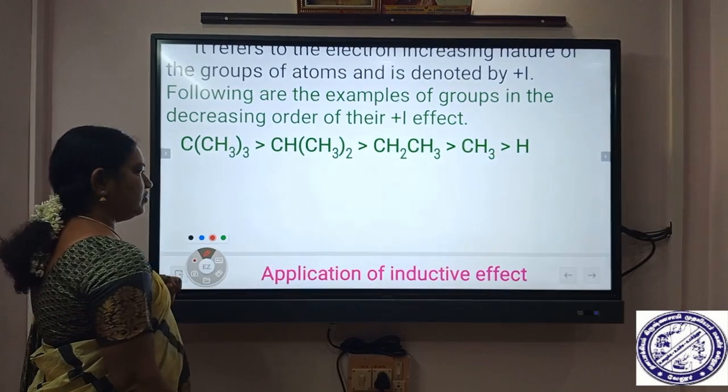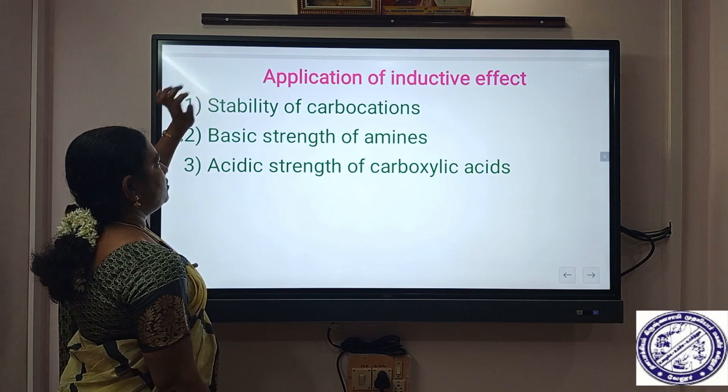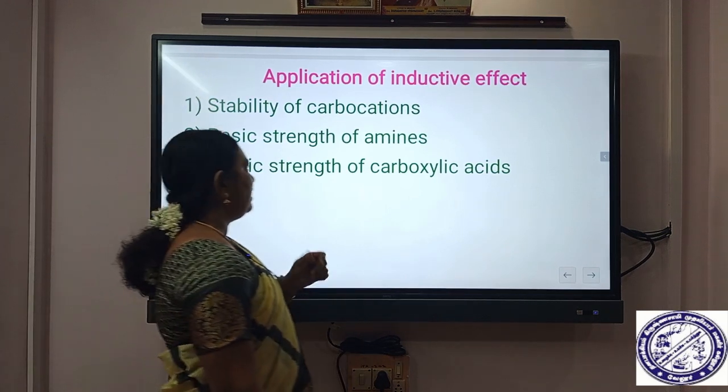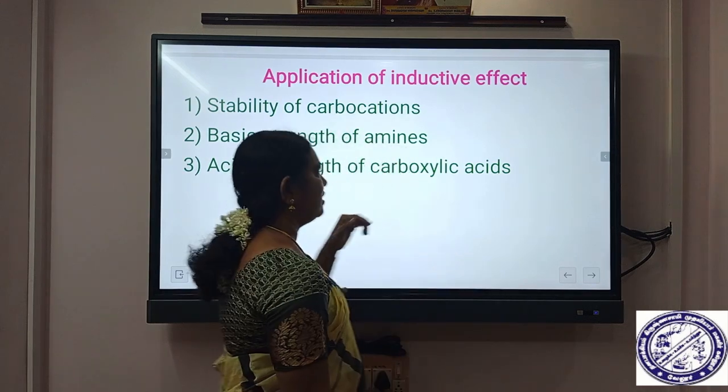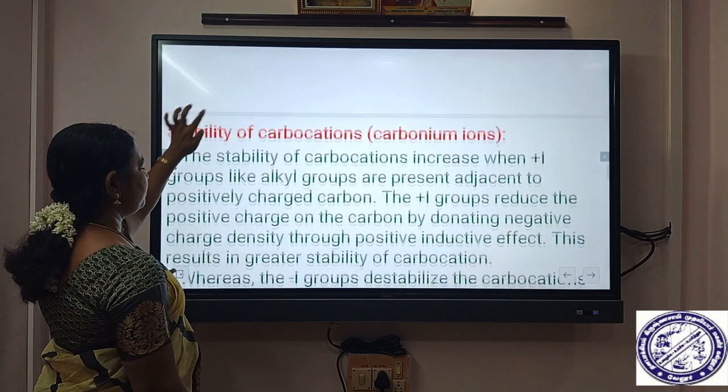Okay. So now we are going to see the applications. There are 3 main applications that we are going to study, that is the stability of carbocations, the basic strength of amines, and the acidic strength of carboxylic acids. We will see them one by one. First, the stability of carbocations.